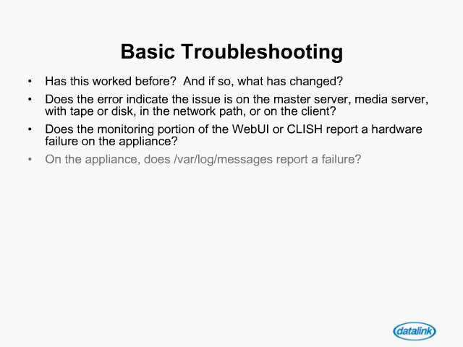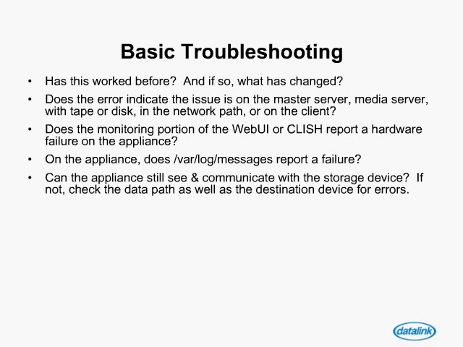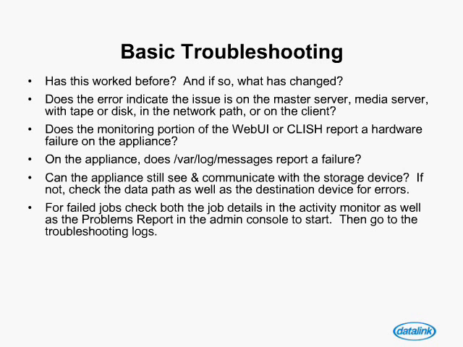The appliances are Linux, and so any OS level information as well as CLISH information will be found in the messages file. So it's always good to go there to see, is there an OS level issue that is occurring? Like, are the tape drives falling offline, or connecting a lot, or things like that. Can the appliance see and communicate with everything it's supposed to? Network or SAN.